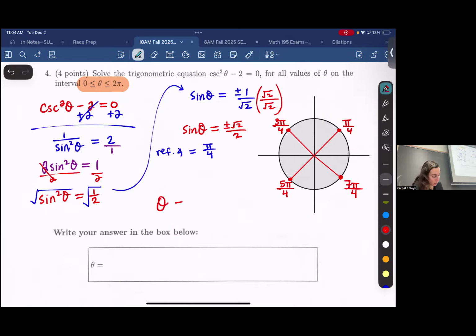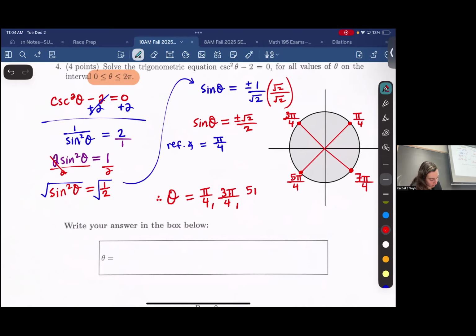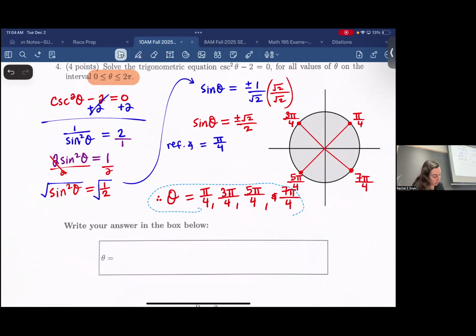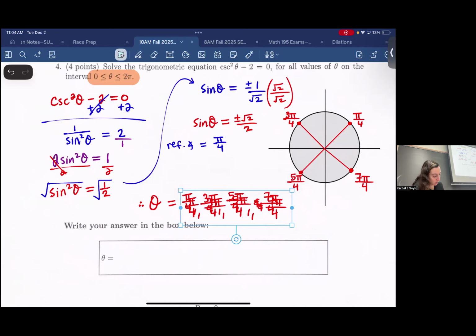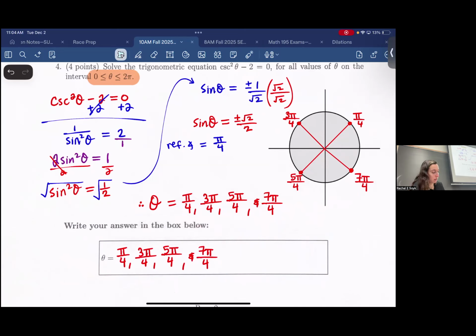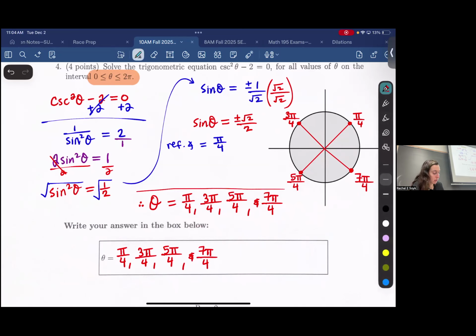So therefore, our theta is equal to pi over 4, 3 pi over 4, 5 pi over 4, and 7 pi over 4. That's it. This completes our quiz 19.